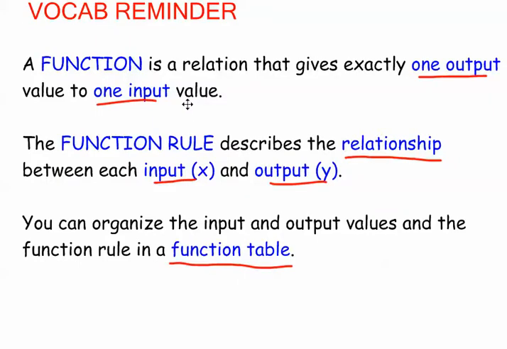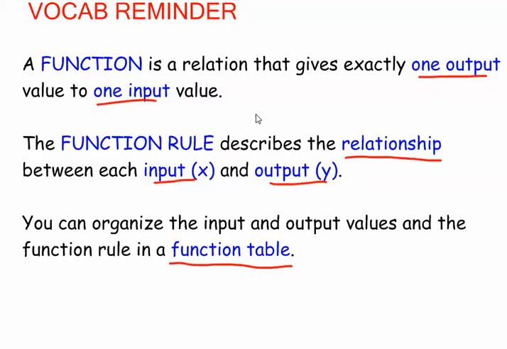Okay, today's lesson is on function tables. You should have your notes with you, and let's just go ahead and get started with a little bit of vocabulary. So you're going to write down these vocabulary words, and then we'll go back and explain them a little bit better. But for right now, let's just write them. So a function is a relation that gives exactly one output value for every one input value.